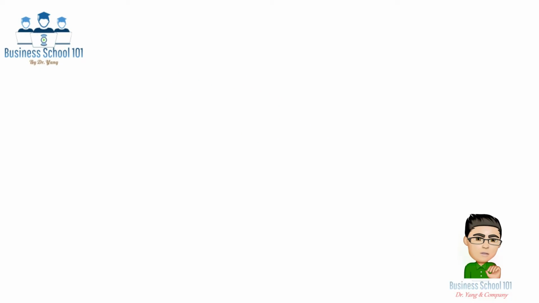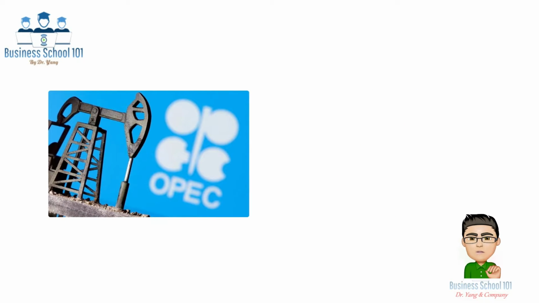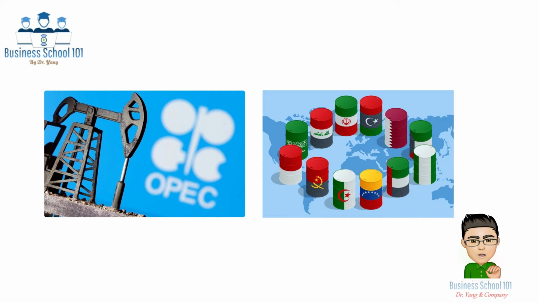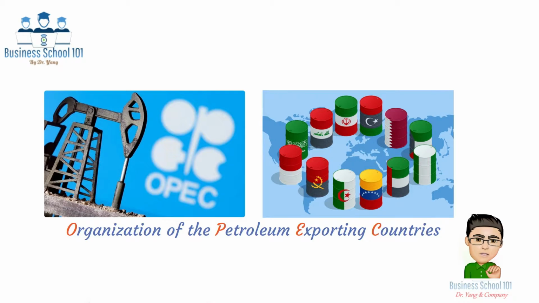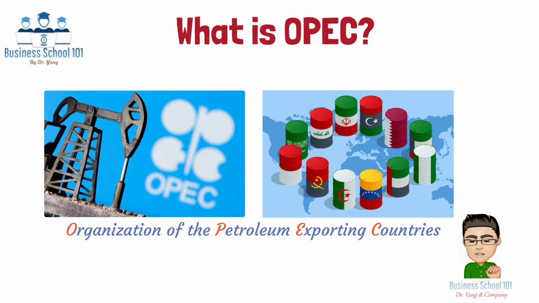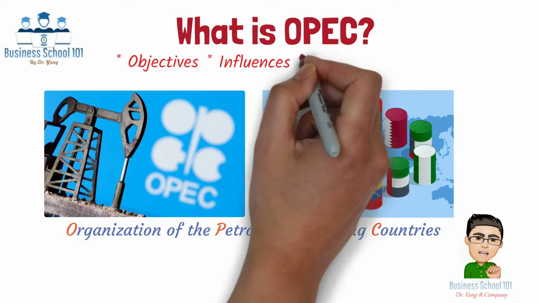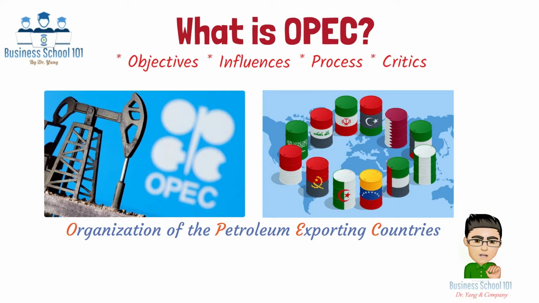If you're pursuing a business major, there's one organization you surely can't miss. OPEC, short for the Organization of the Petroleum Exporting Countries. But what exactly is OPEC? What are its major objectives? Why does it hold such significance in the global economy? And how does it operate, and what criticisms has it faced since its establishment? In this video, I will explore these intriguing questions and provide you with a comprehensive understanding of OPEC's role.